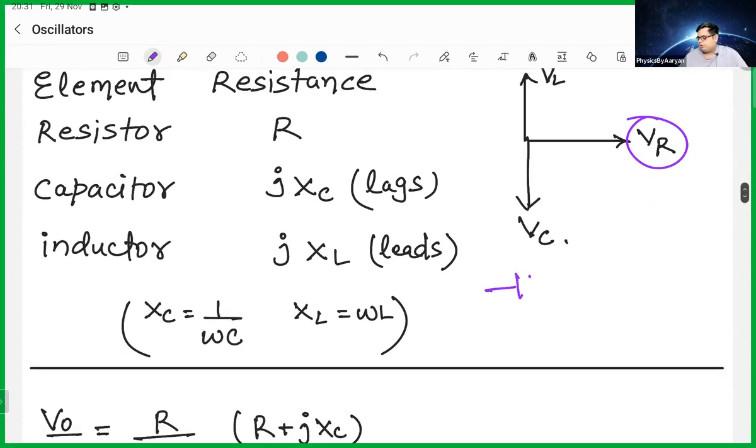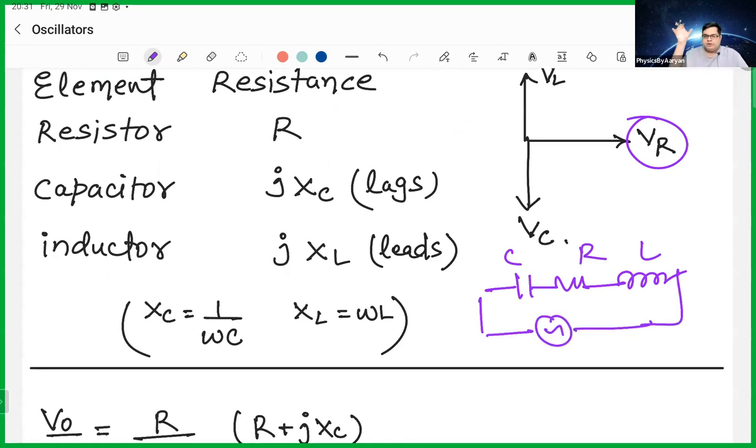So let's say you have three elements connected with each other: capacitor, resistor, and inductor. And you are giving an AC signal. Then the voltage on the resistor is VR, voltage on the capacitor is VC, and voltage on the inductor is VL. You cannot say the total voltage is VC plus VR plus VL. That will be wrong.